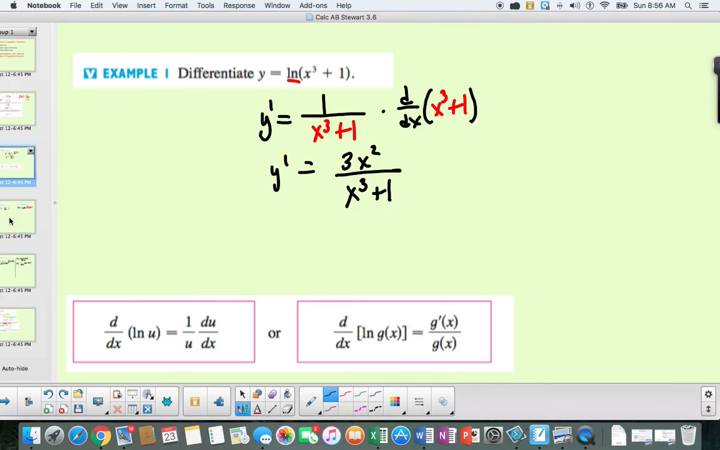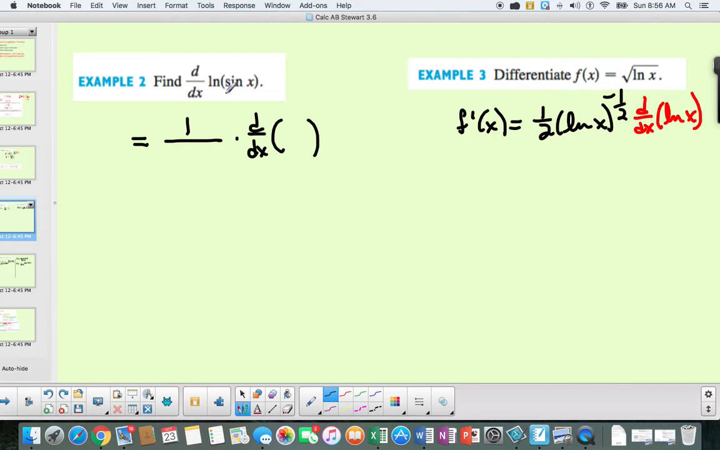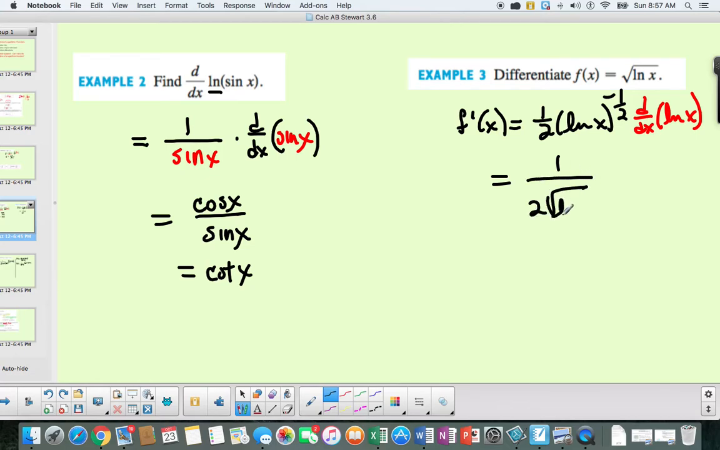Okay, let's go ahead and do this. Again, this is a natural log, 1 over the argument, sine of x. We're going to take the derivative of the argument, and our answer will be cosine of x all over sine of x, and if you want to go one step further, cotangent of x. Here, the outer function is a square root, so I took the derivative of the outer function, and then I'm going to take the derivative of the inner function. This is going to be 1 over 2 root natural log of x times 1 over x.